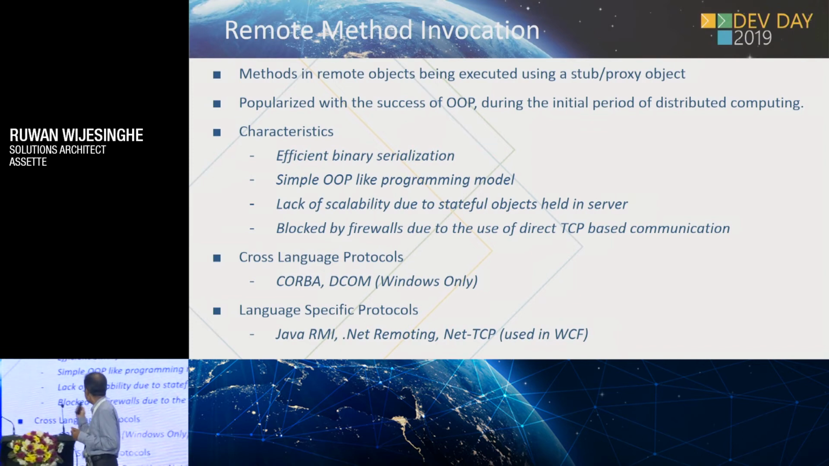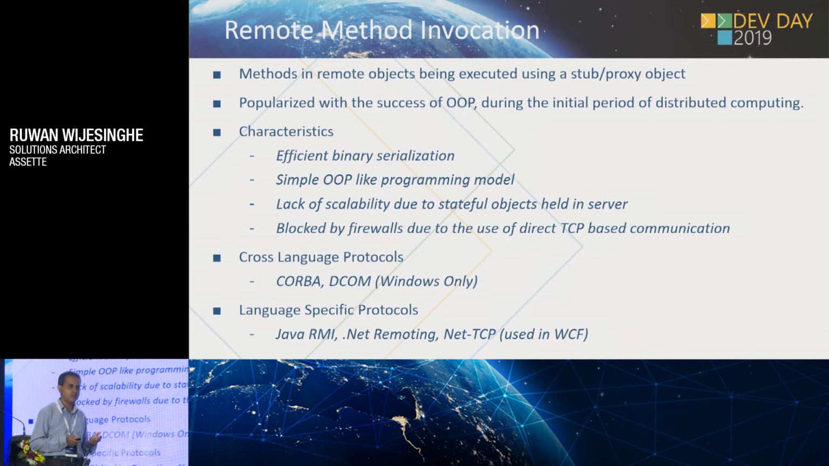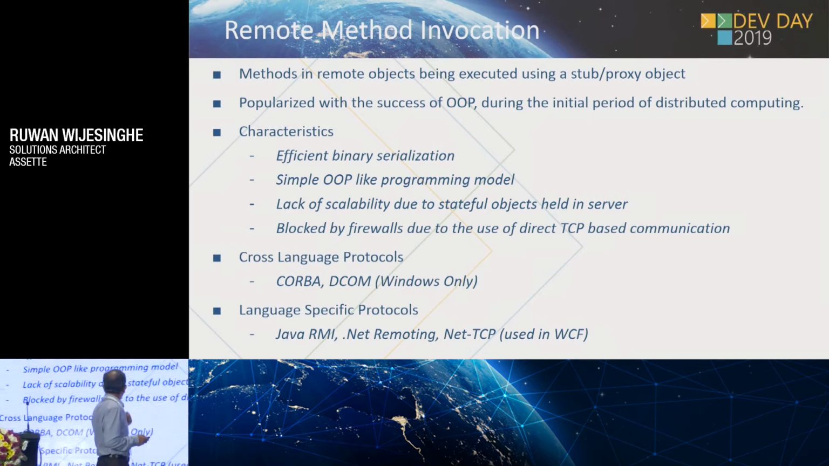So they also use efficient binary serialization, but mostly proprietary. Java RMI uses its own format, .NET remoting uses its own format, CORBA had its own serialization format, etc. And a simple OOP-like programming model. So those are the advantages.